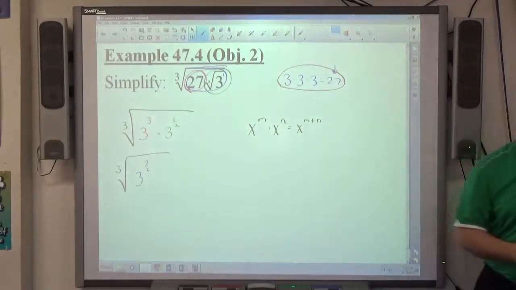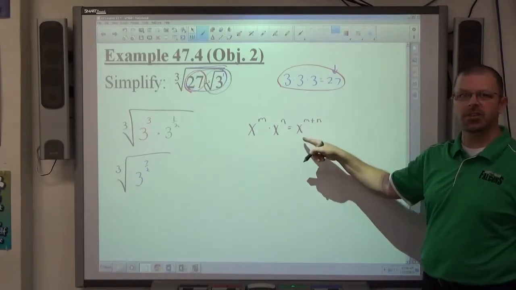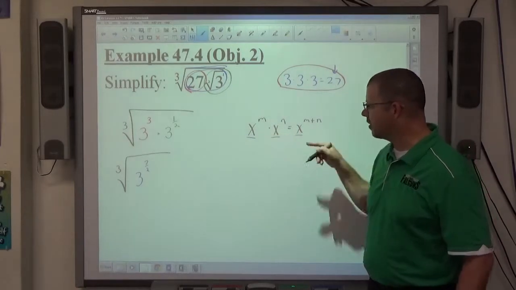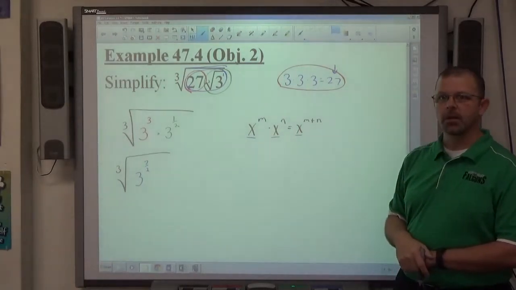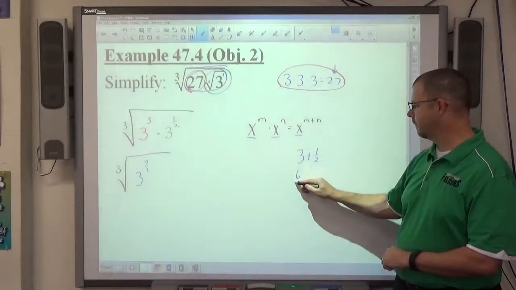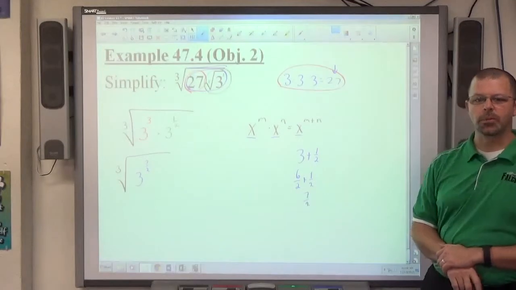Notice it's not 9 to the 7/2 power, because the rule doesn't say x squared to the m plus n, it just says x. This matches this, so we get that. So the base stays the same. Why is it 7/2 power? 3 plus a half. Oh, okay. So that's what 3 plus a half equals.